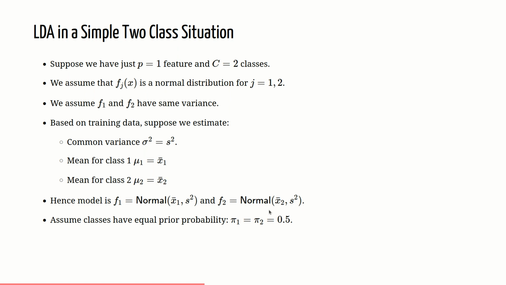So our LDA model is going to be that F1 is a normal distribution centered on the mean of the forged notes, and F2 is a normal distribution centered on the mean of the genuine notes, and they both have the same spread. And we're going to also assume, which is silly in the case of the Swiss banknotes, that the priors are equal, so that we don't essentially have to account for them.